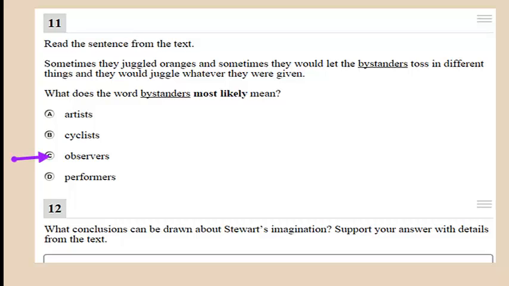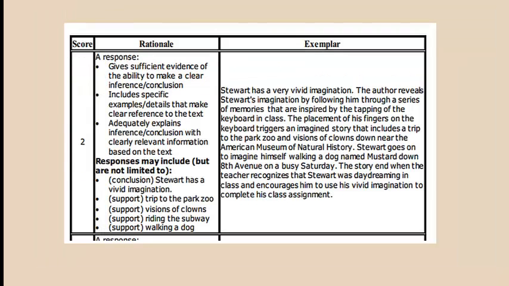To do number 12, students need to know how to draw conclusions. They need to know how to add up all the textual evidence that an author gives us to draw conclusions. Here's the scoring rubric for number 12. Please pause the video here to see how students will be scored in number 12. Note the exemplar and how the exemplar writer uses textual evidence.